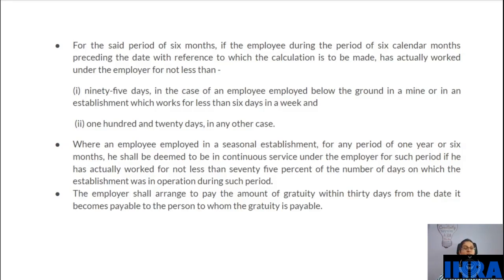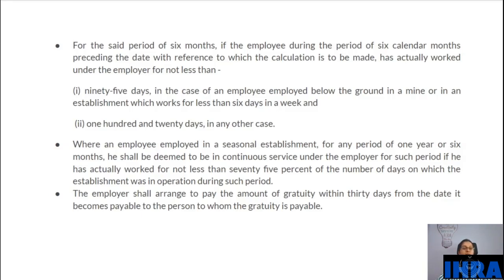Now, where an employee is employed in a seasonal establishment, for any period of 1 year or 6 months, he shall be deemed to be in continuous service under the employer for such period if he has actually worked for not less than 75% of the number of days on which the establishment was in operation during such period. So if he is a seasonal worker, then for 1 year or 6 months, he should have actually come to the office for not less than 75% of the working days. That much he should have actually worked.